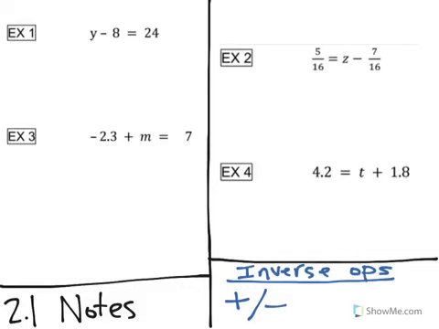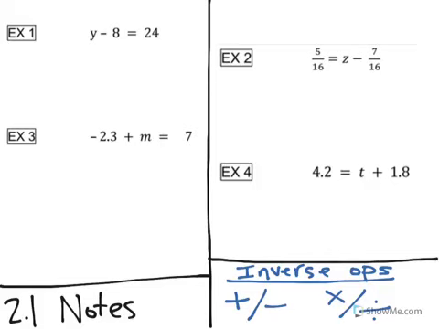Same thing, if we have 2 times 3, that would be 6. But if we wanted to get back to our original 2, we would just divide by 3. So 2 times 3 is 6, divided by 3 would be 2 again. So those things undo each other once again. So multiplication undoes division, and division undoes multiplication. So we're going to keep that in mind as we try these examples.